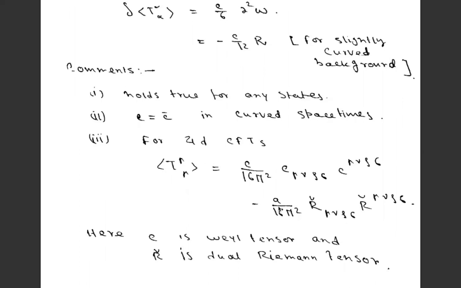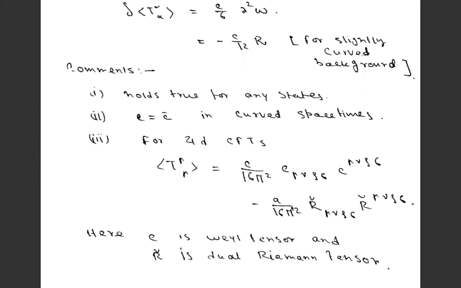This is called the a number. This is also like the central charge and characterizes the values of the CFTs. Here C is the Weyl tensor and R hat is sort of the dual Riemann tensor. So this is far more complicated than 2D CFTs. This is just for information.